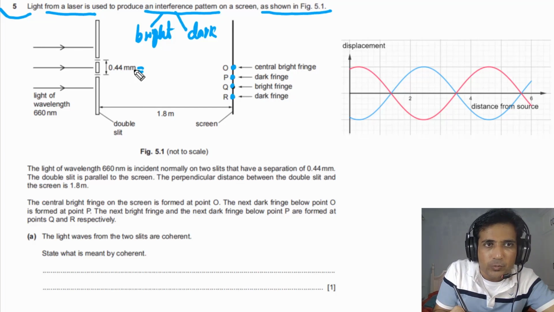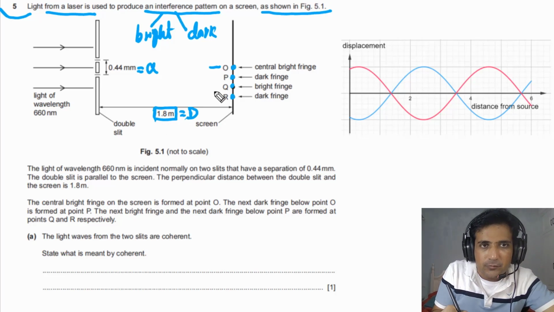That is equal to 0.44. This is the distance from the center of one slit to the center of the other slit. We can use the letter a for slit separation. The distance between the screen and the slits is also given. That is equal to 1.8, and we can use capital D for this one.